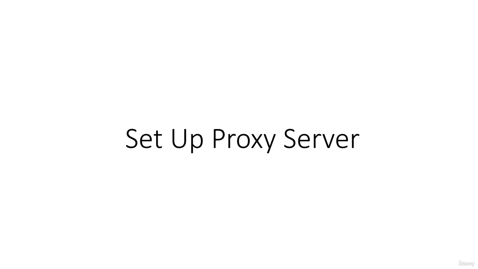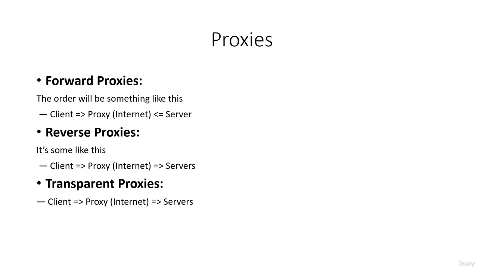So how does it actually work? There are a lot of proxies out there, so I am going to shortly explain the types of proxies and how they work. Forward proxies: for this type, the client sends the request to the proxy, which fetches the response on its behalf. The client knows about the proxy, but the server doesn't know about the proxy at all. The order will be something like this: client to proxy and then server.